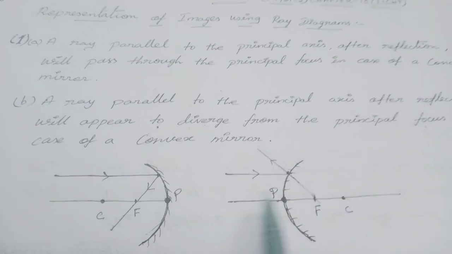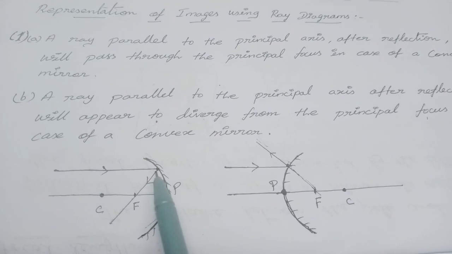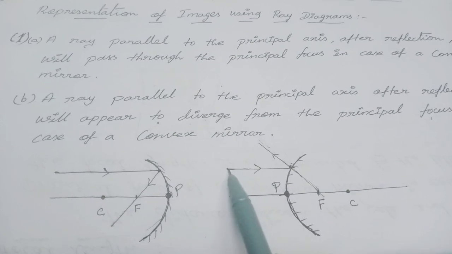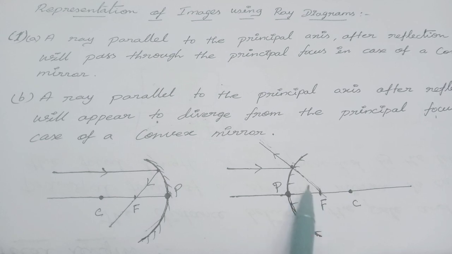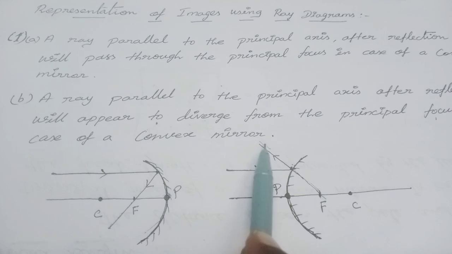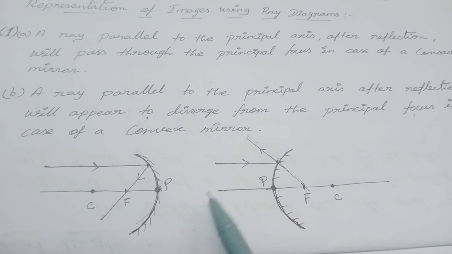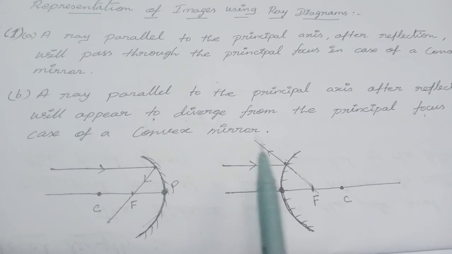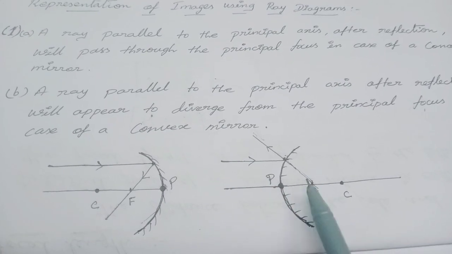Okay, but the rule is the same. When the incident ray is parallel to the principal axis, the reflected ray passes through the focus. In case of convex mirror, when the incident ray is parallel to the principal axis, the reflected ray seems to be passing through the principal focus, or it will appear to diverge from the principal focus. Clear about this first rule, students? This is the first rule we are going to apply in the image formation of the concave mirror and convex mirror.